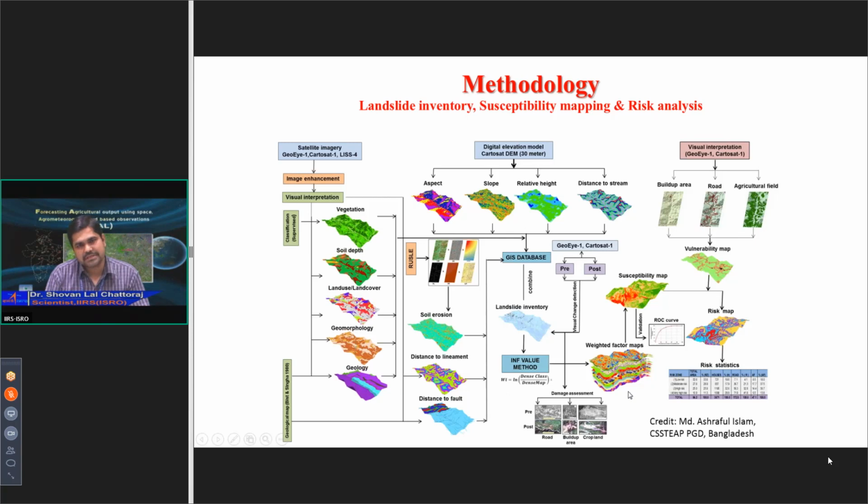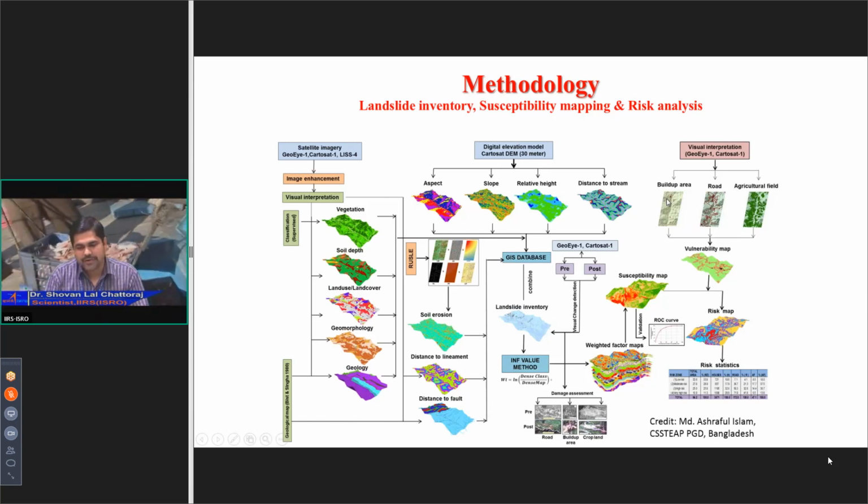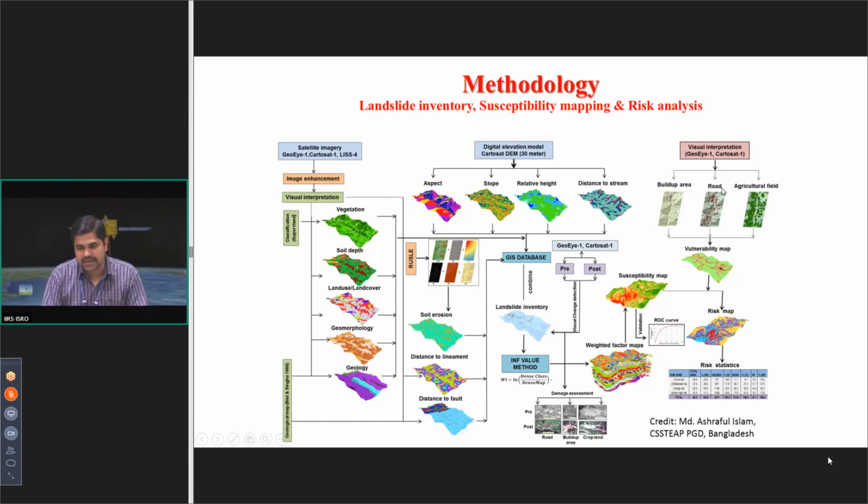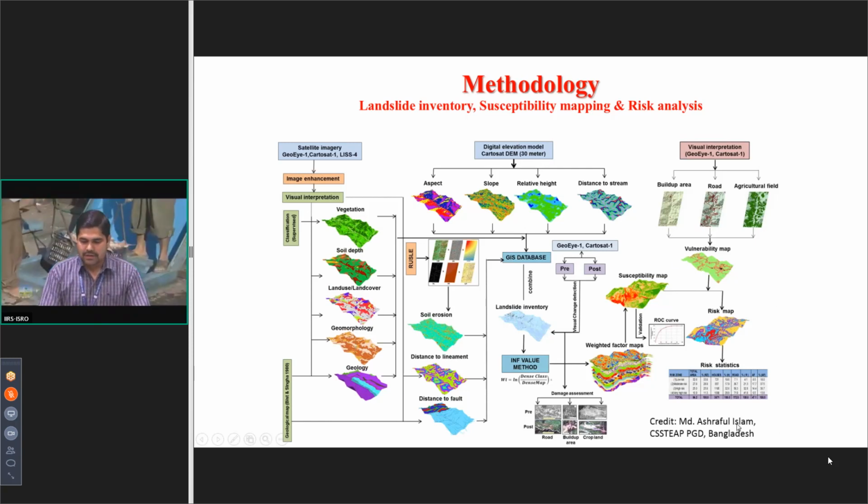So once you prepare the factor maps, still you can put some weights, and finally you get a susceptibility map. So this susceptibility map, and if you remember, I have taken 3 elements: built up, road and agriculture. If I put this together, I get a vulnerability map. If I cross these two, I'm not considering other factors for risk. If I cross simply these two, then I get a risk map.